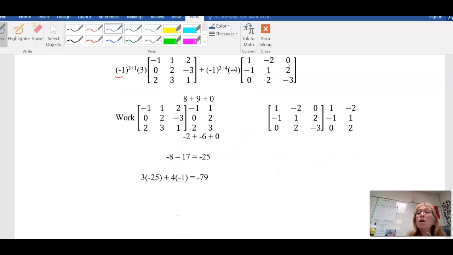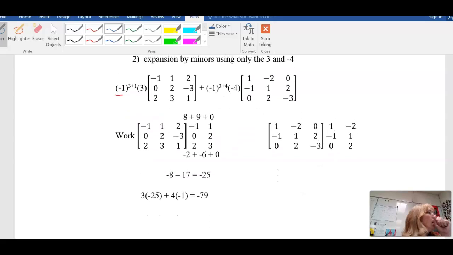All right, to do this, I used diagonal method. So I rewrote the first 2 columns. I multiplied down like we did before, multiplied up like we did before. Then I subtracted my answers. So this was -8, this was 17. So -8 minus 17 is -25. So this is this guy's answer times -1 to the 4th is +1 times 3, which is just 3. So it's 3 times -25, -75.